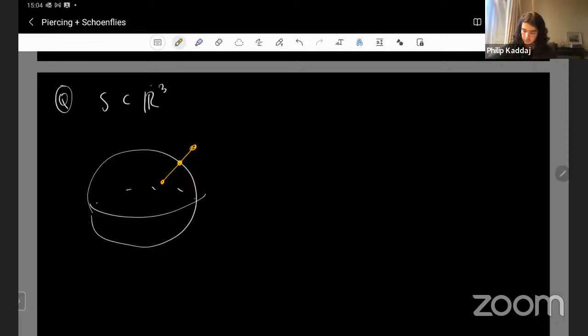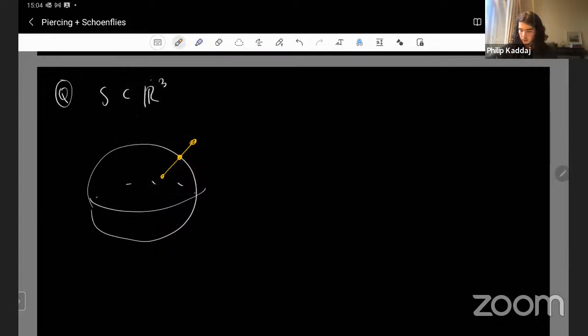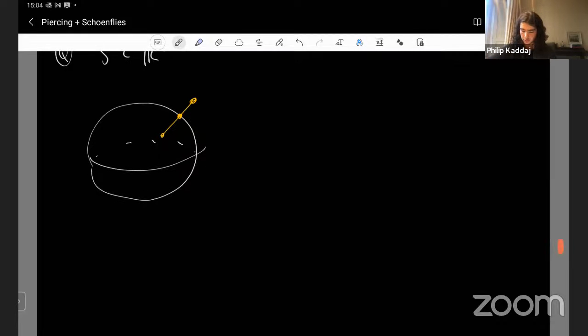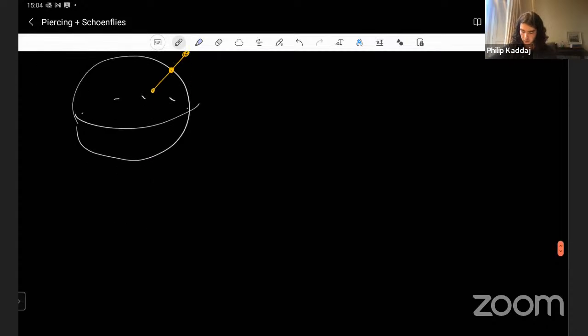And so the question was, is this enough to characterize tameness? So if a sphere can be pierced at each point, is it tame? And the answer was no. I'll get to this.